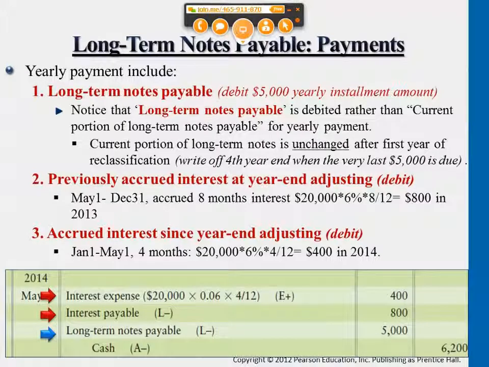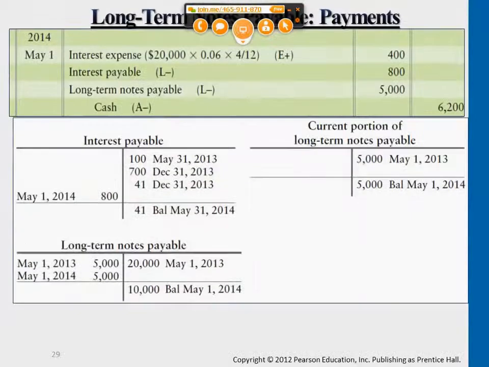Okay, now these are the journal entries part. Let's take a look at how it looks in T accounts. So the same problem, if we represent it under T accounts, this entry is exactly the same as the previous slide. Remember the 400, 800, 5,000, 6,200. So you see we opened up 3 T accounts here.